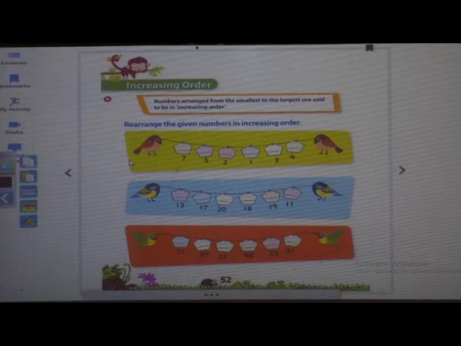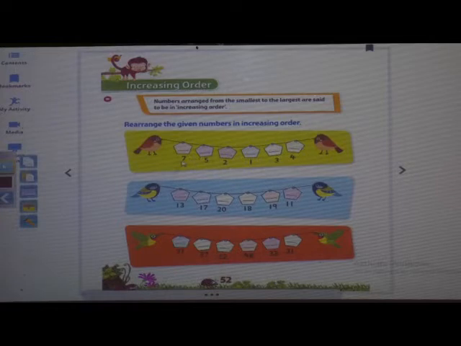Okay. Just now we have seen the video of increasing order and decreasing order. But in that, first we are going to learn increasing order. Increasing order means what? Numbers arranged from the smallest to the largest are said to be in increasing order. Means the numbers which are given here, first of all we have to see which number is smallest, and then later on we have to see which number comes after that smallest number in the given numbers. In this way we have to write from the smallest number to the largest number.